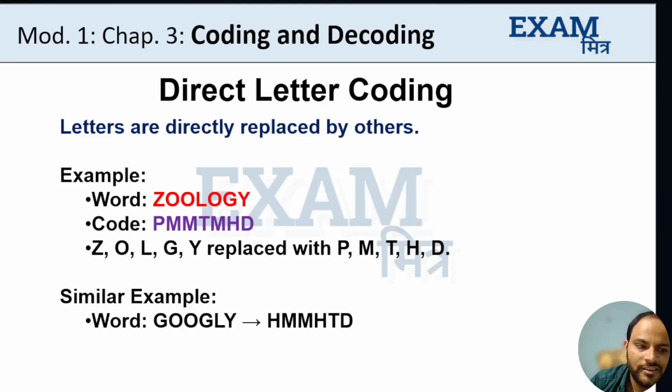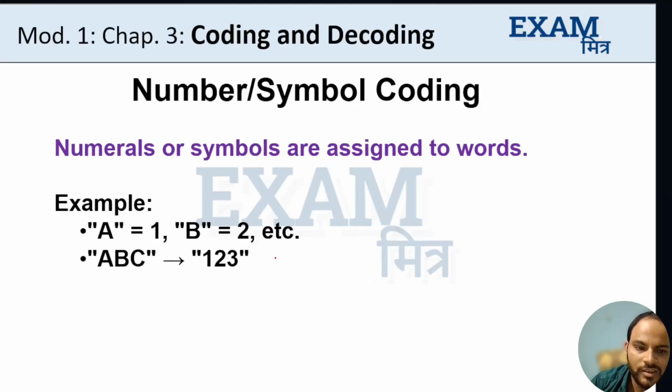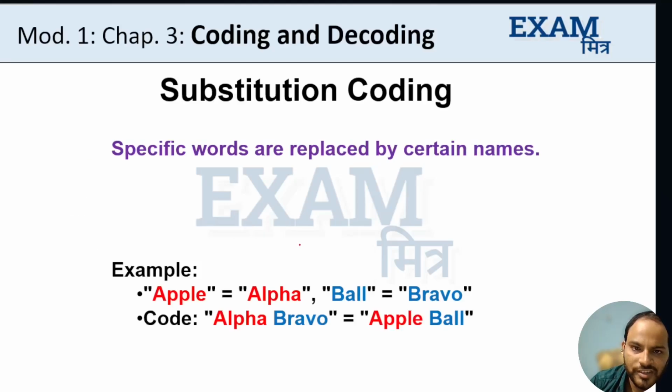So let's see another type, that is number or symbol coding. As I stated before, the letters are coded as some numbers. Substitution coding. The word apple has been coded as alpha. The word ball has been coded as bravo. Then what would be alpha bravo? It is apple ball. The meaning of alpha bravo is apple ball. So this is substitution coding. In the process of substitution coding, we code a complete word into some different word.